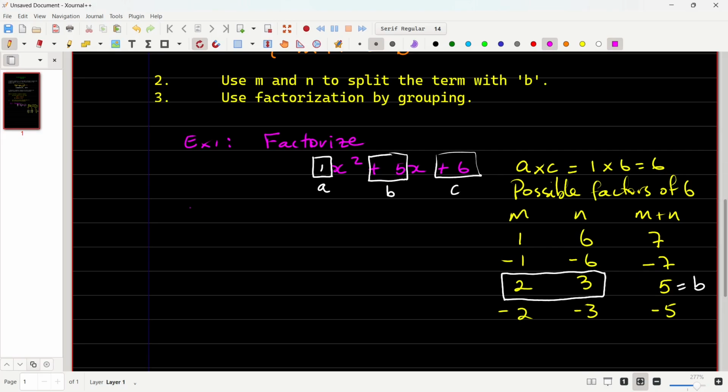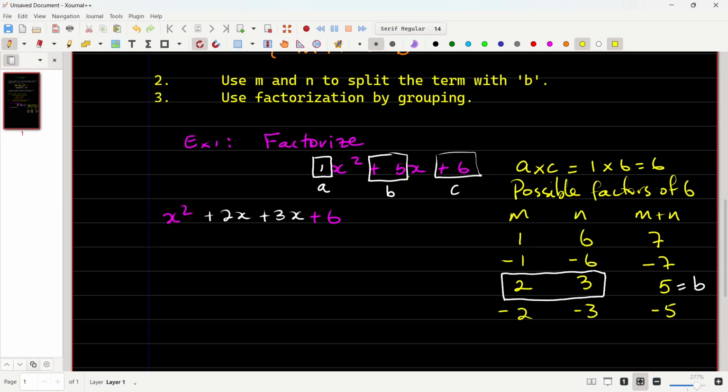So I'm going to rewrite it by splitting the center. So I'm going to have x squared, and I'm going to write in white what the center is split into. And I'm going to put positive 2x, positive 3x, and then positive 6 is going to go back in pink. I should split that in pink. Positive 6.